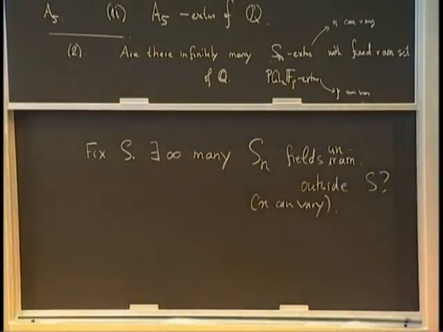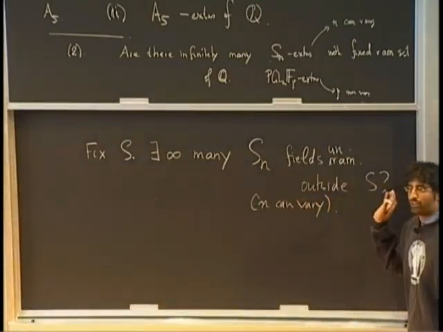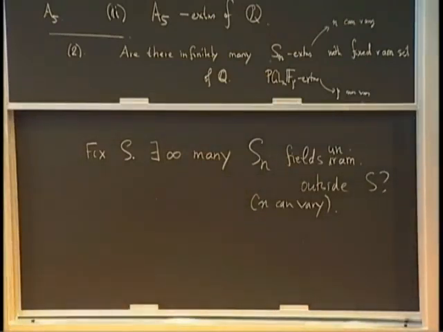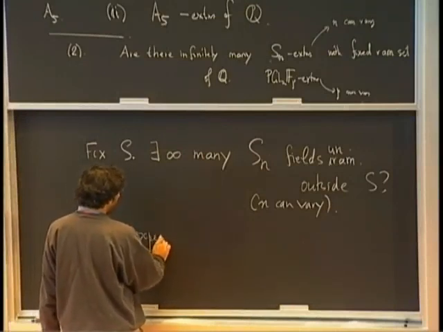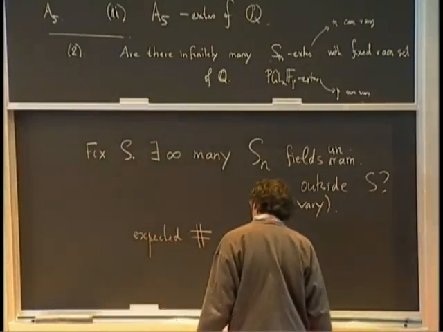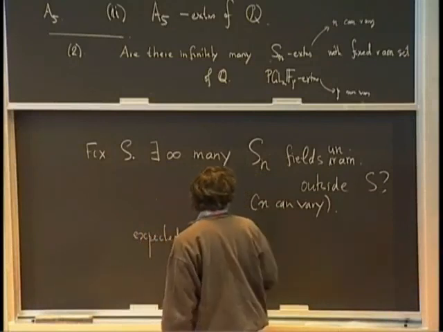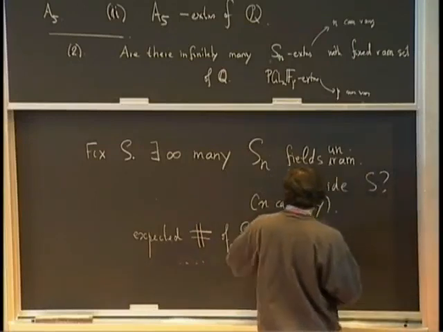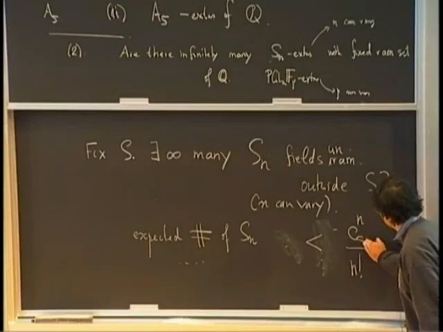Anyway, here's what I think the answer is. I actually think this will be true for some S's, but not for others. So what does the heuristic say about this? Mungel's heuristic says the expected number of Sn extensions is bounded by some constant to the n divided by n factorial. The constant depends on the set S.